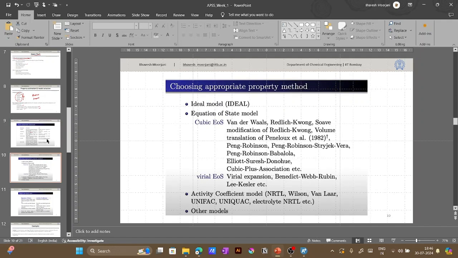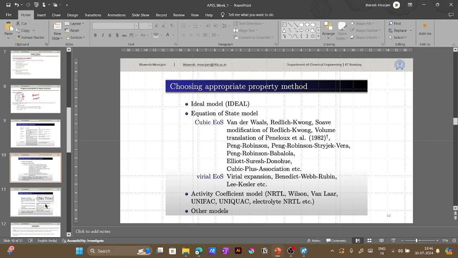Now I can use the ideal model also to calculate properties. What property are we talking about when we say we want to use this model to calculate a property? It is thermodynamic properties, so it could be the heat capacity of a compound, density, specific heat, latent heat of vaporization, such things that we can compute from the ideal model. Also we have the equation of state model. In equation of state you have two models, cubic equation of state and virial equation of state. Apart from that we have the activity coefficient model.